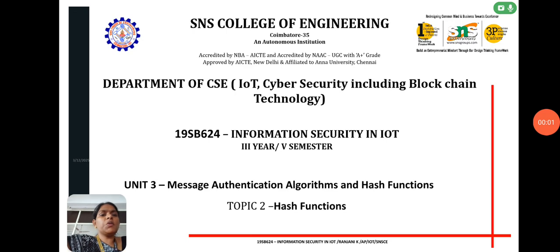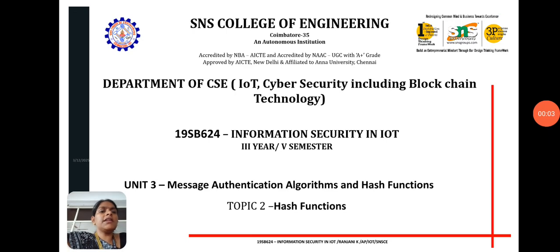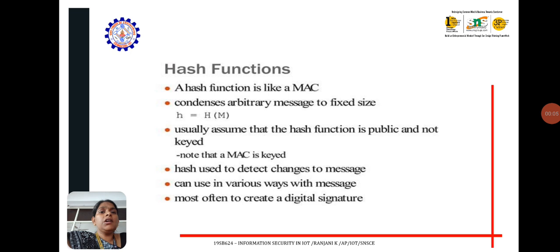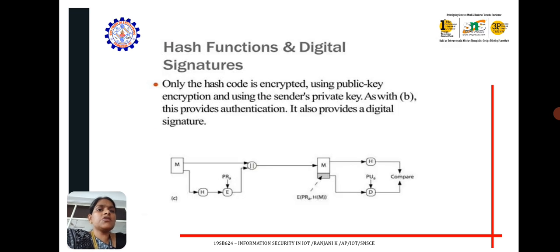Students, in continuation with the message authentication algorithm, let us see the hash function. A hash function is generally like a MAC. It maps an arbitrary-size message to a fixed size output, represented as H equal to capital H of M. Here the hash function is public and it is not keyed. Hash is used to detect changes to the message and can be used in various ways with a message. It is also most often used to create a digital signature.